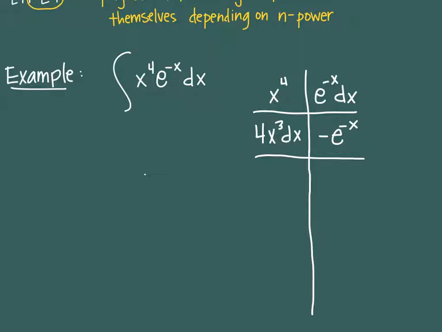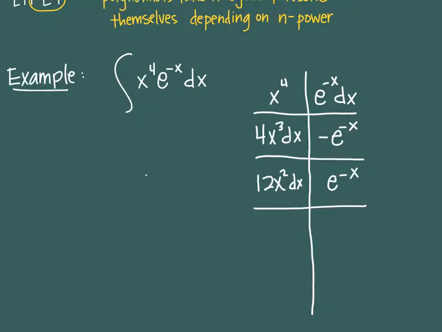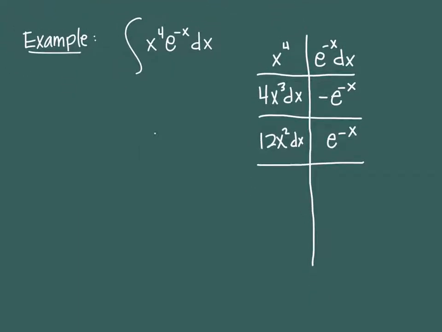So we're going to do it again. What's the derivative again? 12x squared with a dx. And the antiderivative on the other side is positive e to the negative x. Do it again. If it would take 4 cycles the regular way, it's going to take 4 cycles here. Take the derivative again: 24x with a dx on it. And the antiderivative is negative e to the negative x. Then we do it again.